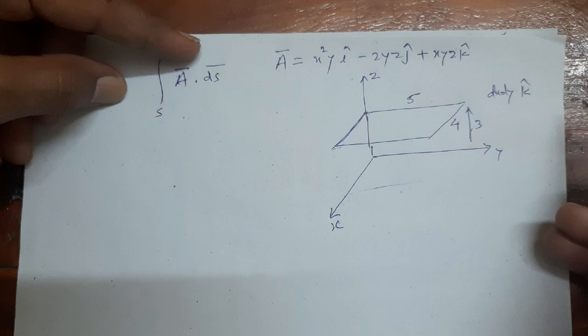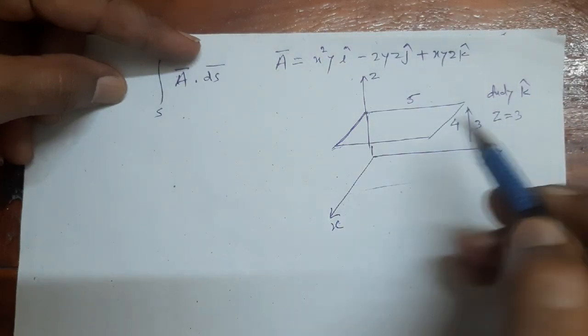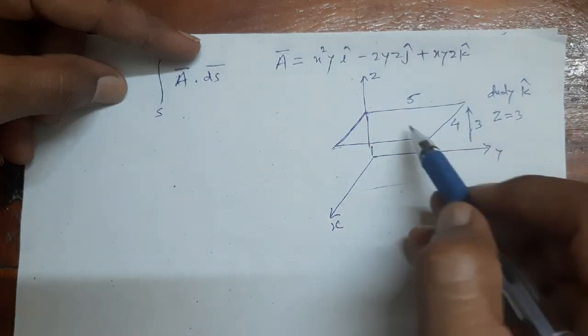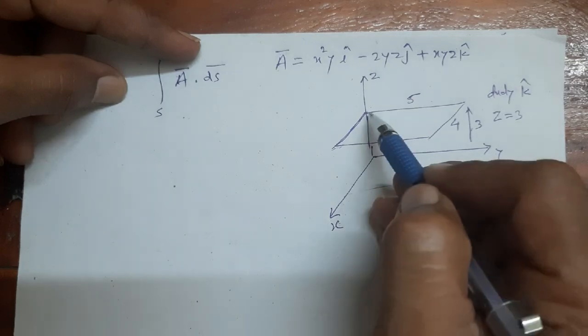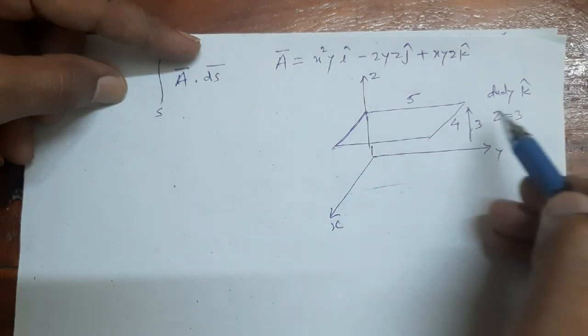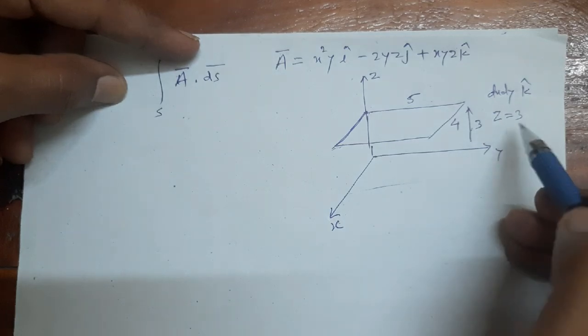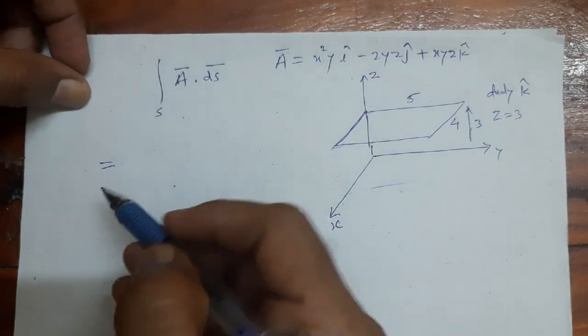Okay, fine. Now what is this surface? For this surface the value of z is equal to 3. That means everywhere on the surface z is equal to 3, because this plane or this surface is parallel to xy plane and cuts the z axis at z equal to 3. Therefore, for every point on the surface z is equal to 3. And now we will begin with the solution of this surface integral.